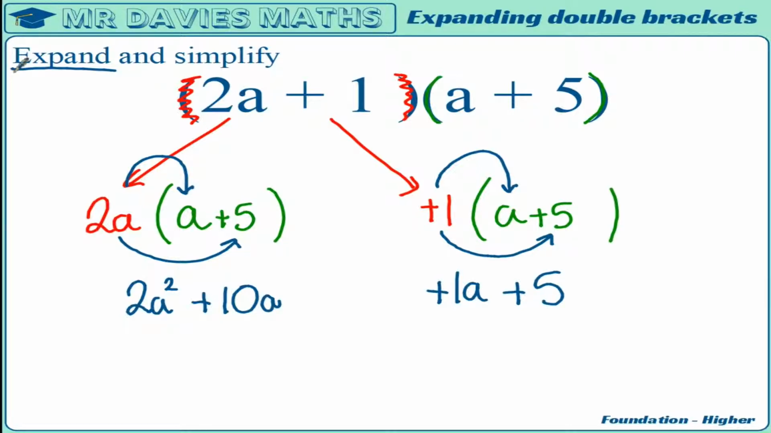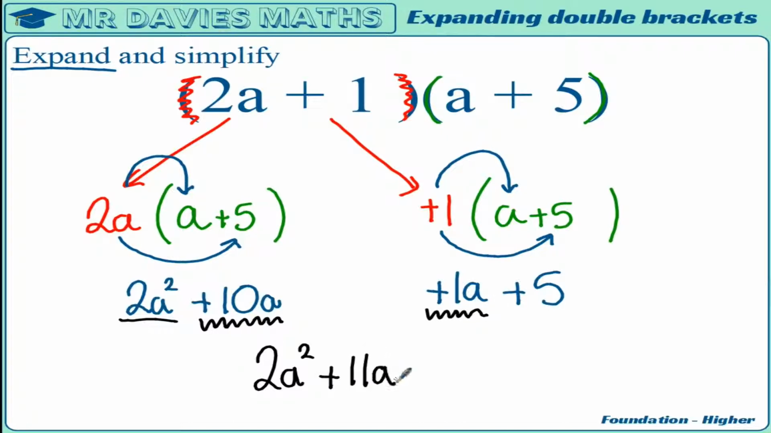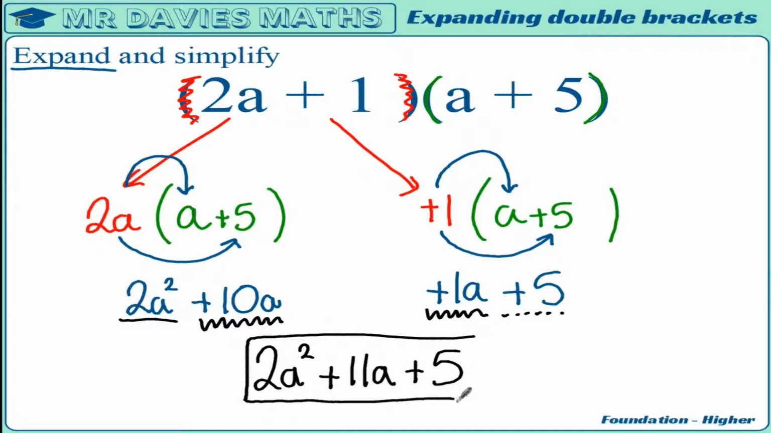Let's see if we can simplify. So this time we've got 2a squareds, and that's it. We've got positive 10a's. So we're currently at positive 10 on the number line, and we're going to add 1 to it, which will give us positive 11a. And then we've got this positive 5 at the end that we can't collect with anything else. So there is our final answer.